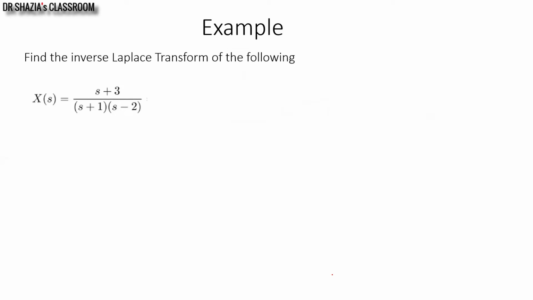Find the inverse Laplace transform of the following. X of s is (s plus 3) by (s plus 1) into (s minus 2). Now I can use the integral equation in the previous slide we have generated to generate x of t, but that is a little more tedious.